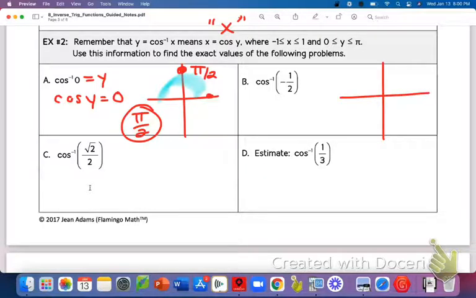When is my cosine -1/2? So looking at my unit circle again. My cosine is my x. We're going to be definitely in quadrant 2. So that puts me at -1/2, √3/2, which is 2/3 pi's. So 2 pi over 3.